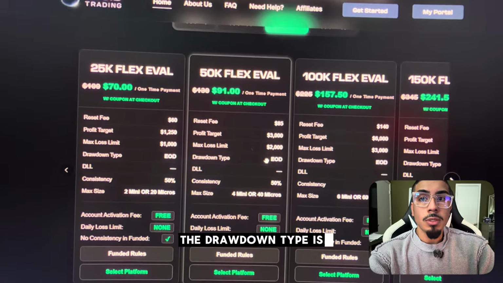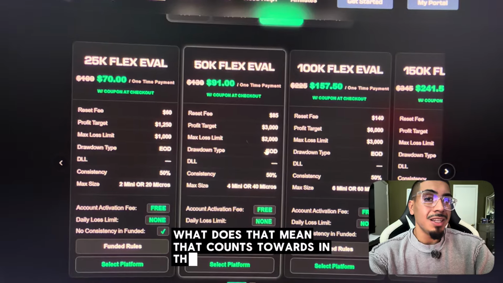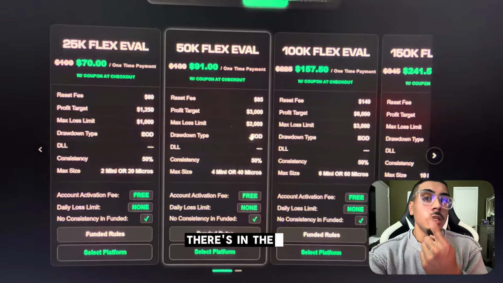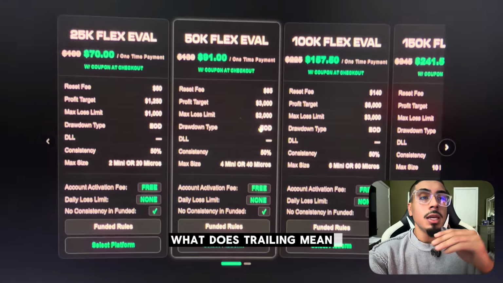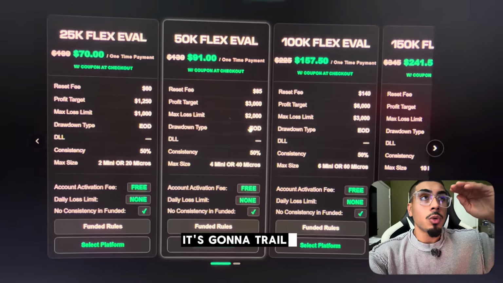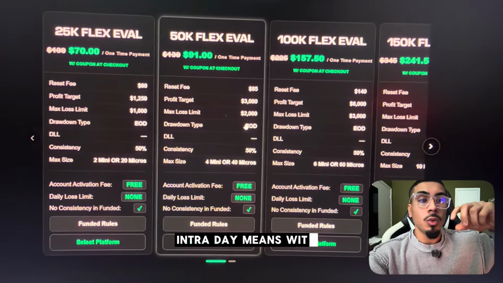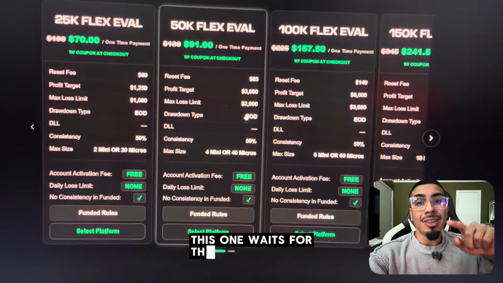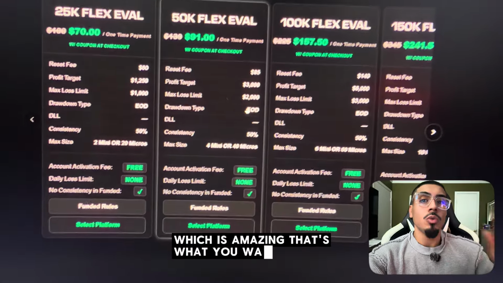The drawdown type is end of day. What does that mean? That counts toward the end of the day. There are two different drawdowns: end of day and trailing. What does trailing mean? Even if you're in profits, it's going to trail with it intraday. Intraday means within the same day. This one waits for the end of the day, which is amazing. That's what you want, right?